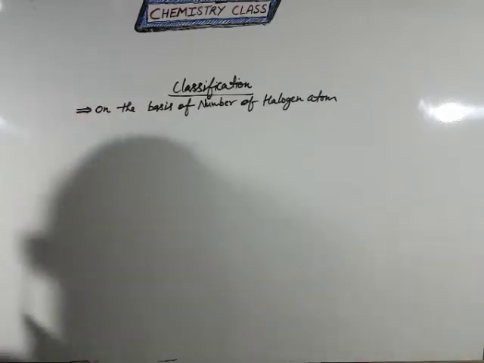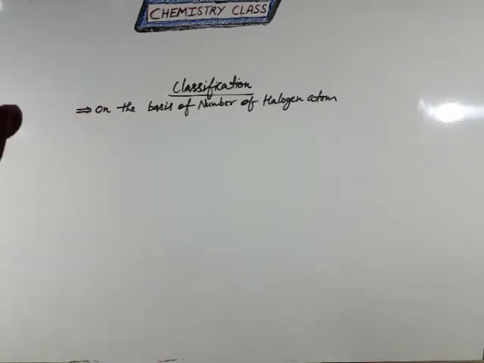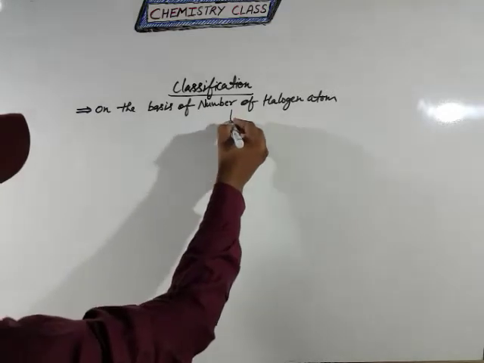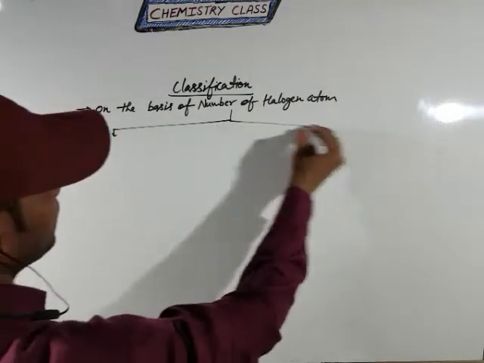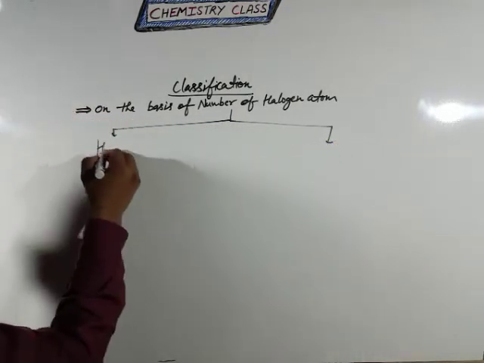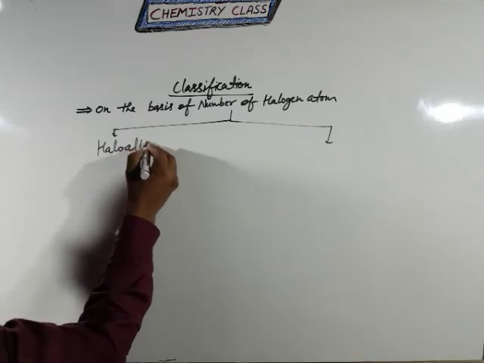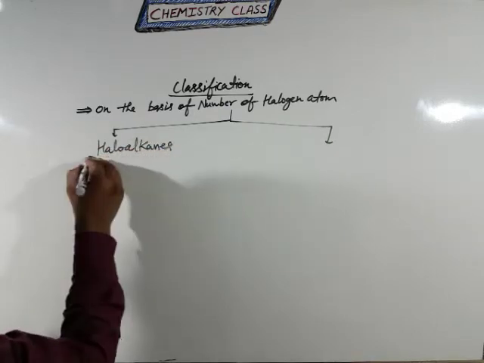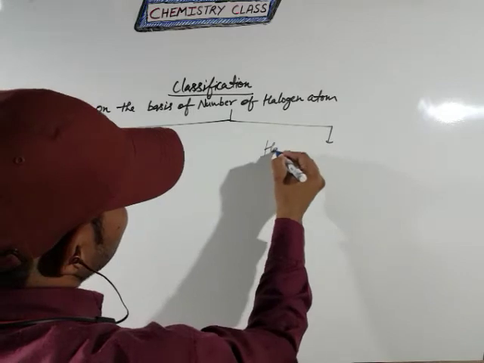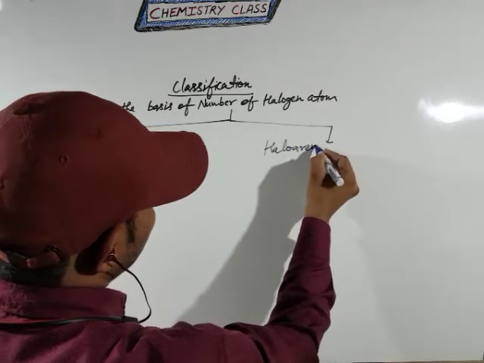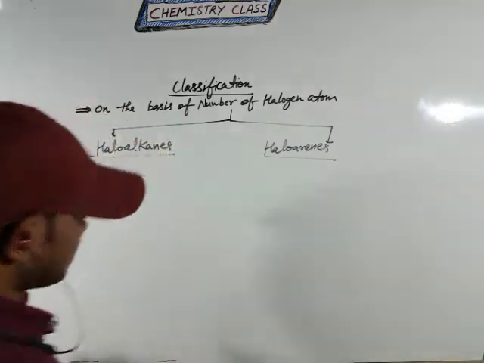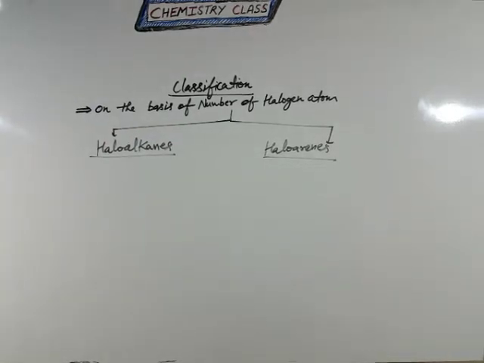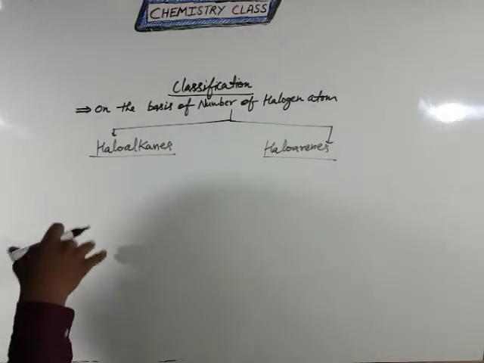So students, first we discuss the classification based on the number of halogen atoms. Based on the halogen atoms, we will discuss haloalkanes and haloarenes. In this case, we talk about the number of halogen atoms and what the names of the haloalkanes and haloarenes are.